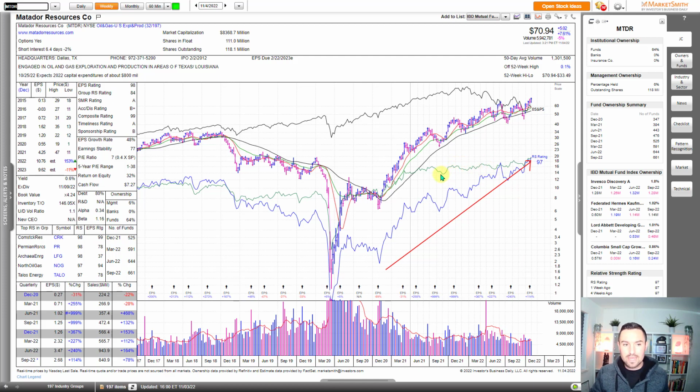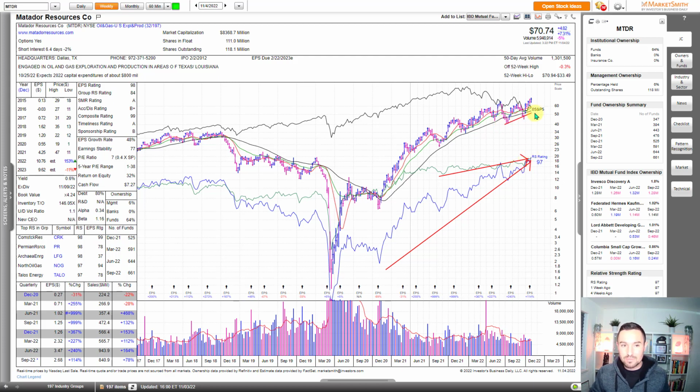Now you see this green wiggly line here. This is MTDR versus its own industry group. So think of this as comparing the stock versus its own brother and sister stocks. So we know the stock is strong versus the market, but is the stock strong versus its own industry group? I'm saying stock a lot and I'm confusing myself. So we want stocks that are strong versus the market, and also strong versus their own industry group.